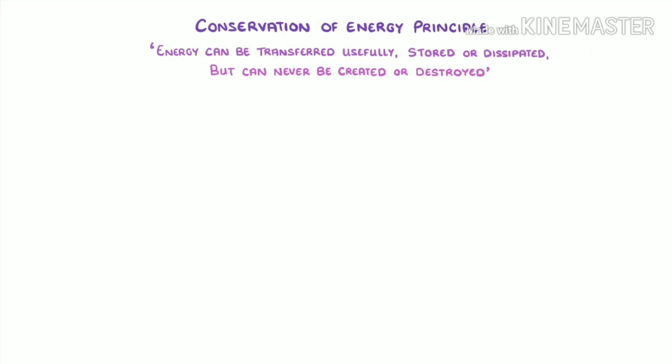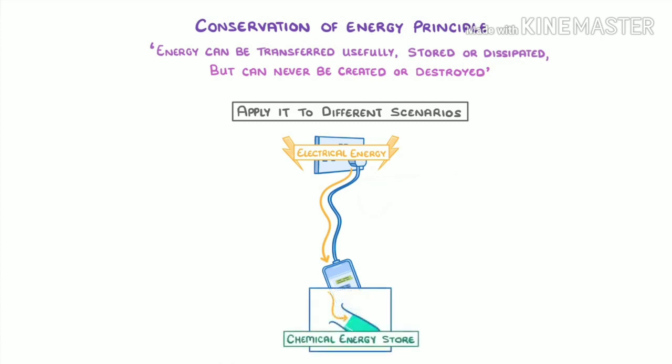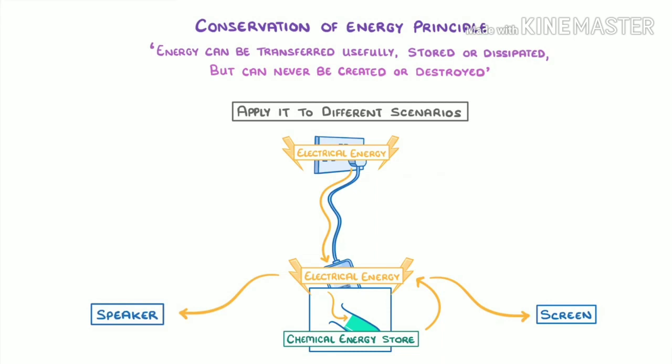Now, you don't need to worry about remembering any of the specific examples that we're going to use in today's video, but you do need to understand the concept of conservation of energy and be able to apply it to different scenarios. For example, when you plug your phone into a wall to charge it, electrical energy from the mains supply in your house travels along the wire and is transferred to the chemical energy stored in your phone's battery. Then, when you use your phone, chemical energy can be converted back to electrical energy, which flows around the circuit in your phone and powers the different parts, like the screen and the speaker.